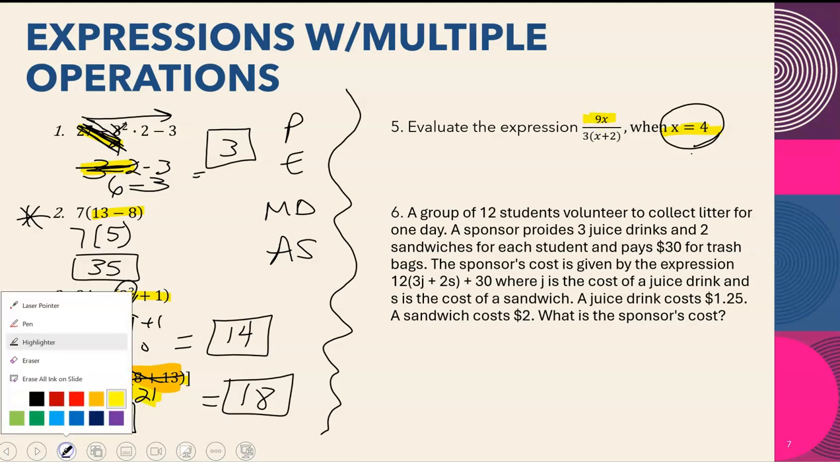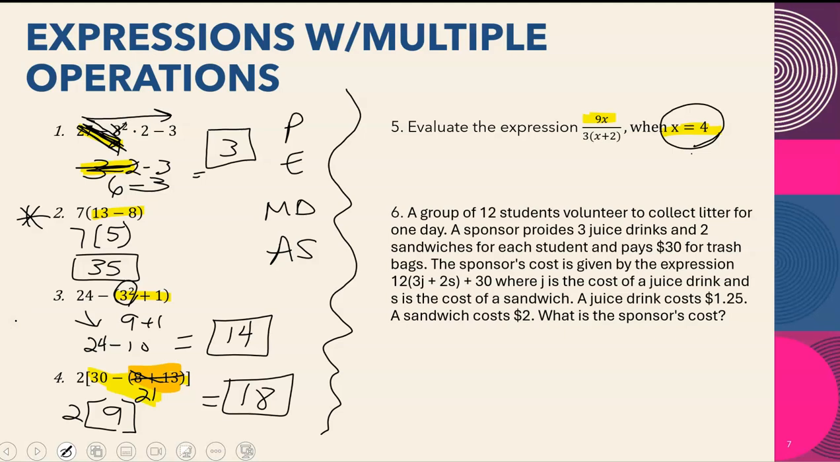Some are tempted to say, hey, that top number has to be 94. The 9 and the x are multiplying by each other. Okay? So you have to keep that operation of multiplication intact when you substitute. So the 9x is still 9 times x. The only difference is x is 4. So we're going to say just 9 times 4. Okay? In the denominator, 3 times 4 plus 2.